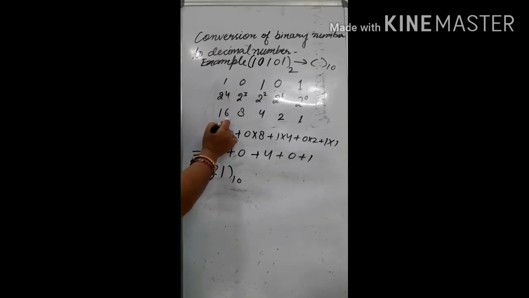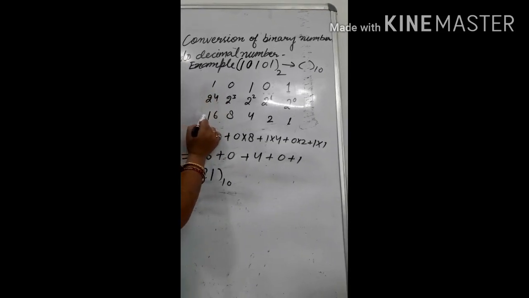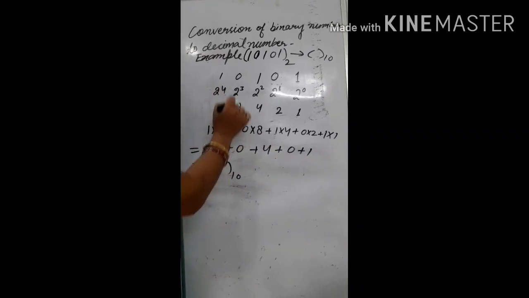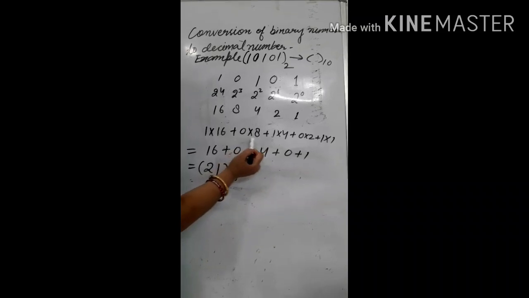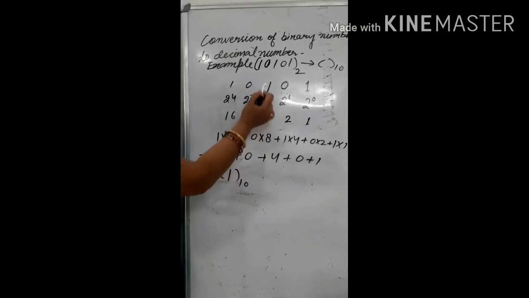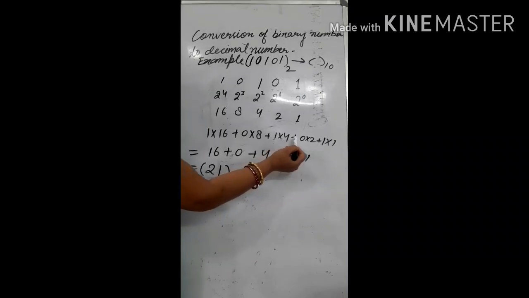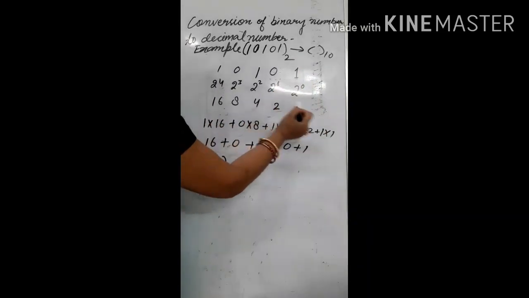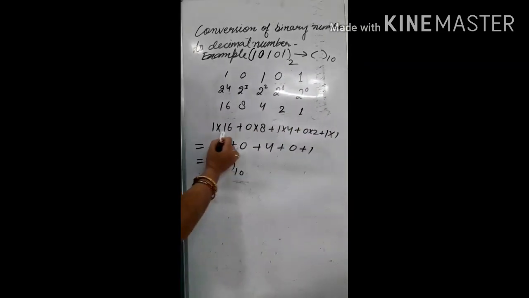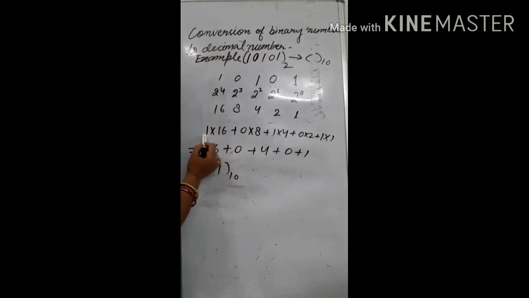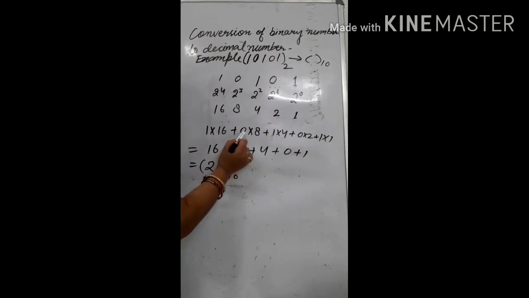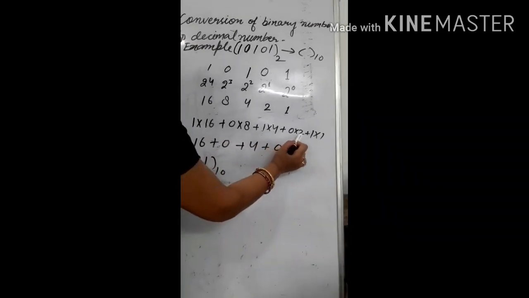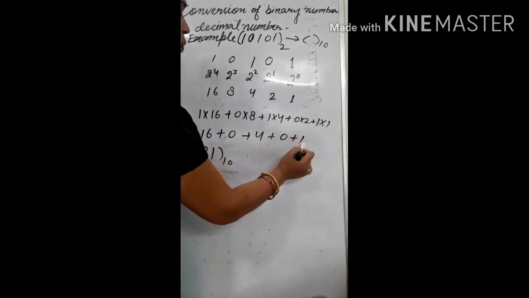Now, we multiply each digit by its place value. 1 into 16 plus next digit 0 into 8 plus 1 into 4 plus 0 into 2 plus 1 into 1. Now we multiply these and we get 1 into 16, 16 plus 0 into 8, 0 plus 1 into 4, 4 plus 0 into 2, 0 plus 1 into 1, 1.